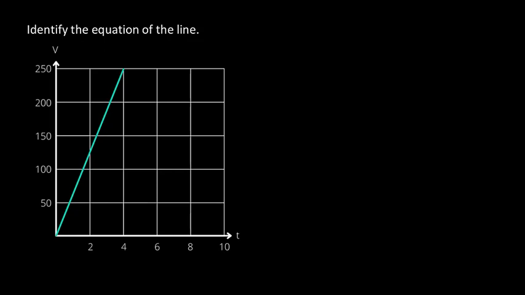In our last problem here, we need to identify the equation of the line. So using y equals mx plus c, pause the video again here and attempt to identify. This time it might be a little bit different. So my y is going to be v and my x is going to be t. So looking at the gradient, I'm going to go off those 2 points. So my rise is 250, my run is 4. So m equals 250 over 4.